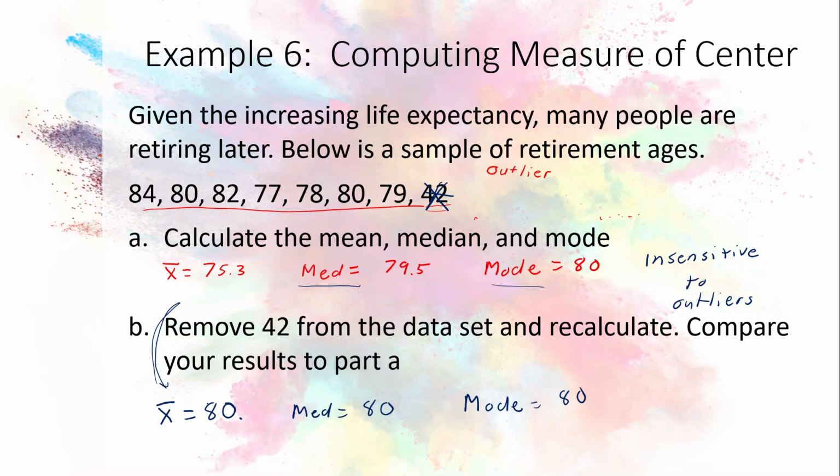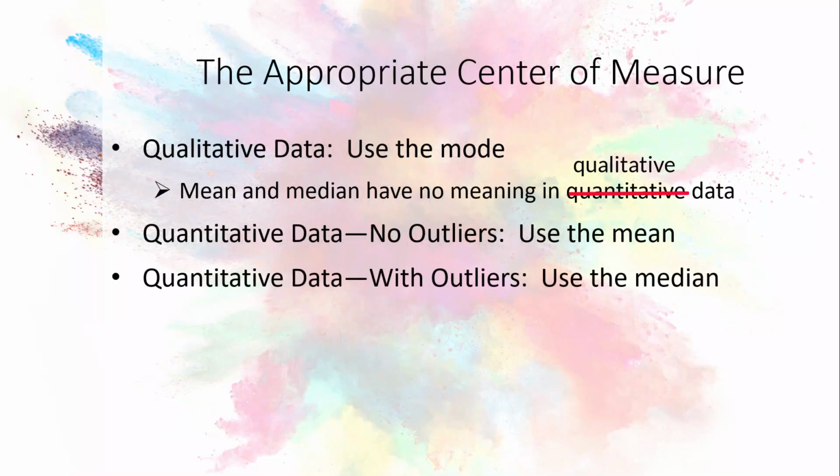And this kind of gives us a rule, some guidance on what you want to do to actually choose the correct measure of center in given situations. For example, the first thing is, what if you have qualitative data? Well, if you have qualitative data, the measure of center will be done using the mode.